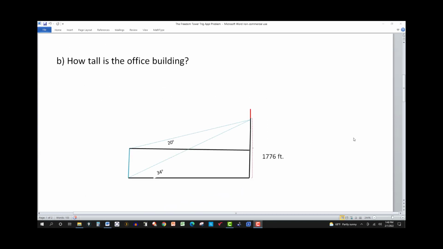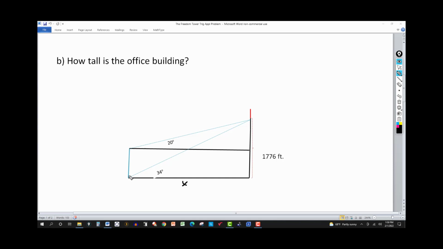So here's a drawing of the situation. On the left, say this is the office building, and on the right is the Freedom Tower, and this little part on top in red is the antenna. The tower is 1,776 feet tall. We want to know the distance from the office building to the tower. So we want this distance here, x, and we're also going to need to find this length right here.